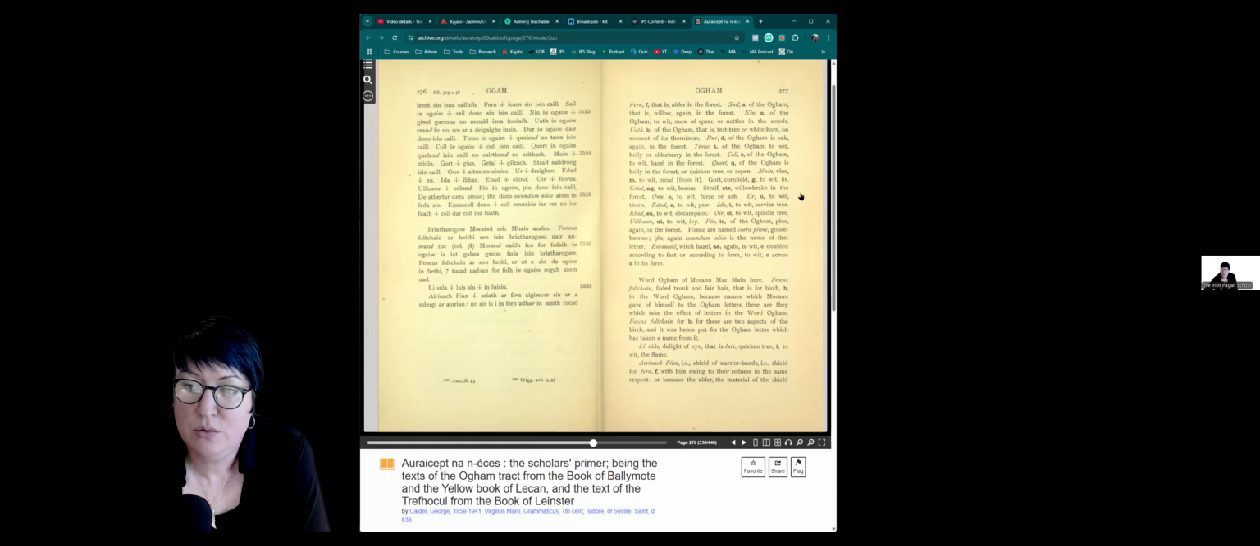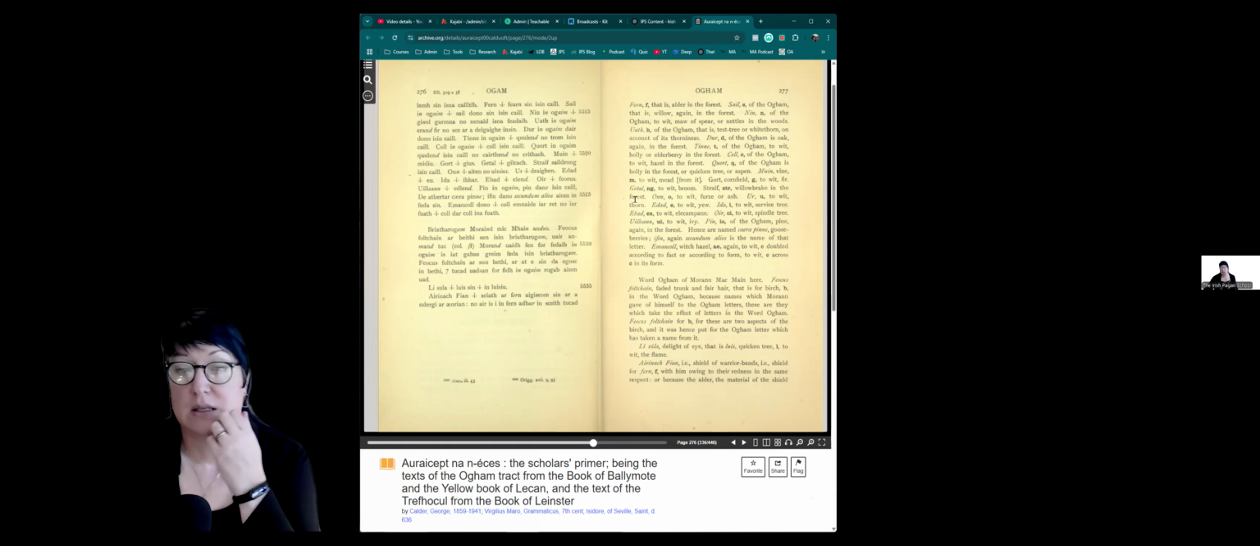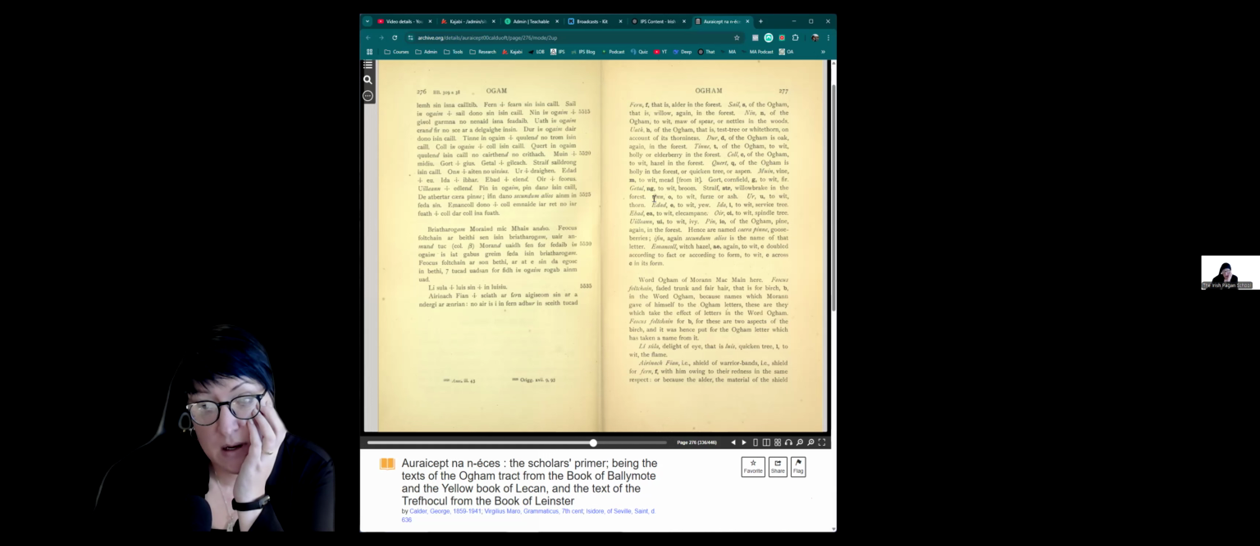Ur, U, to wit... So, sorry, we've gone from Straif, Muin, Gort, Ngetal, Straif. That's 1, 2, 3, 4. Ruis should also be there. Don't know why that skipped out here, but then we moved into the other. So they've skipped one of the letters.